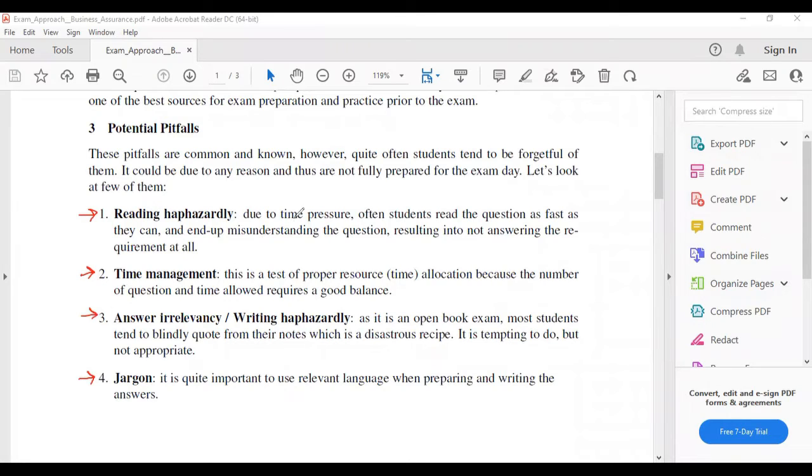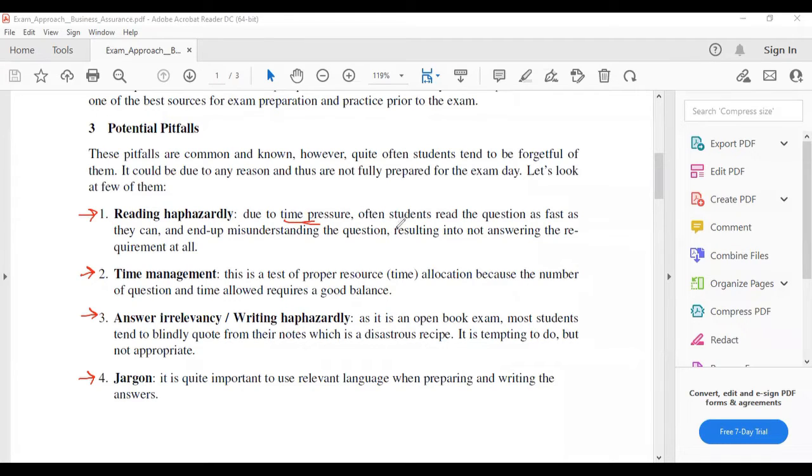So as I said, because there is a time pressure, students will read the question as fast as they can, and they will end up misunderstanding the question, right? So that's very common. You would read something very fast, and then you would end up understanding based on your prior knowledge, right? So what you think the question should be, and your brain will tell you, okay, this is your question, right?